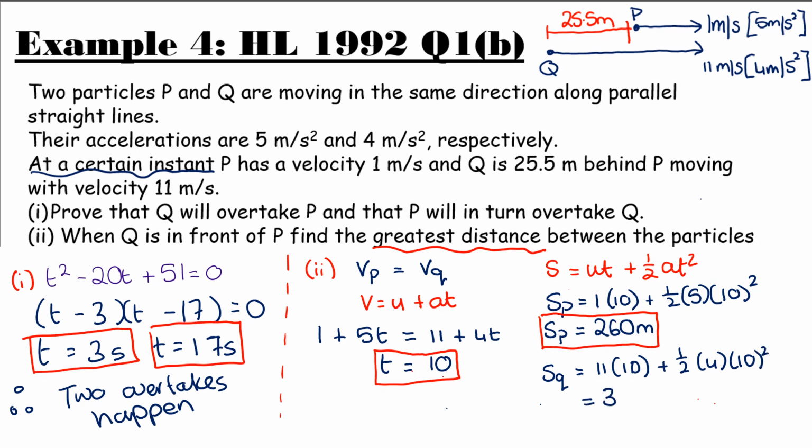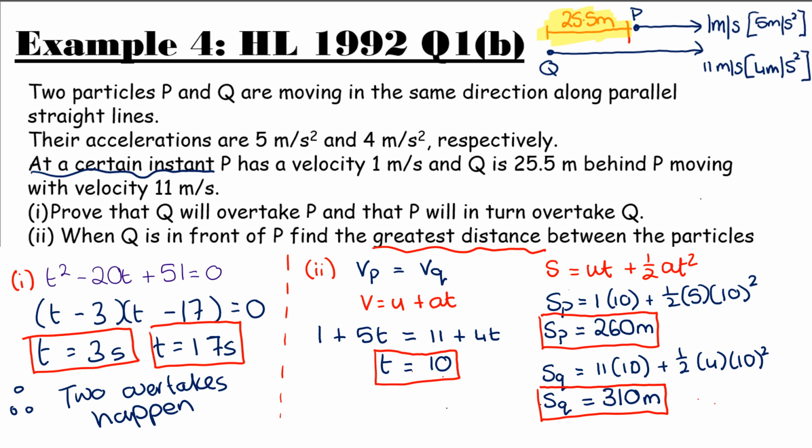So that's 200, so 310 meters. So that's the distance traveled by Q. So just be careful. They want us to find the greatest distance between them. But remember that because Q has traveled more, part of that was due to the fact that it actually started behind P to begin with. So we have to take account of that.